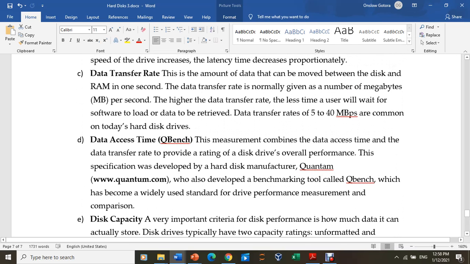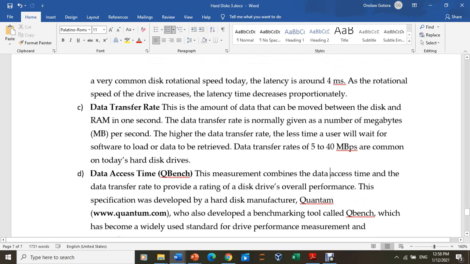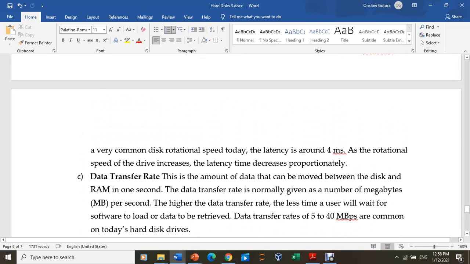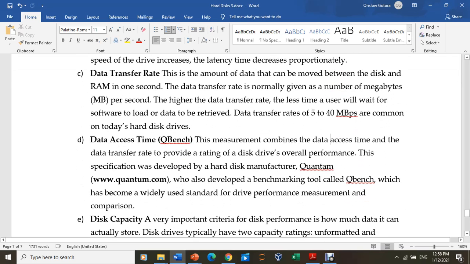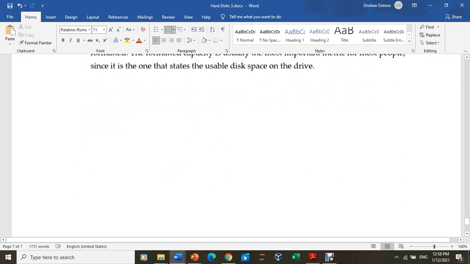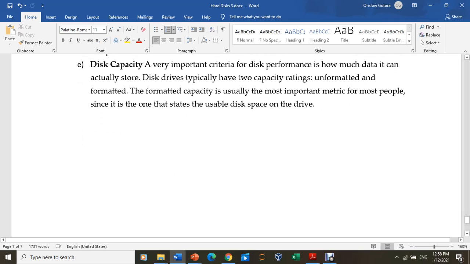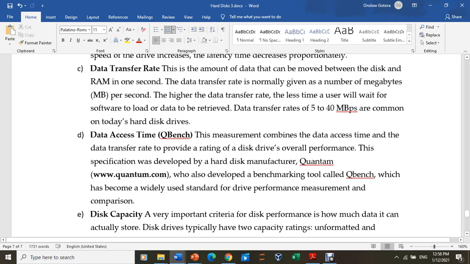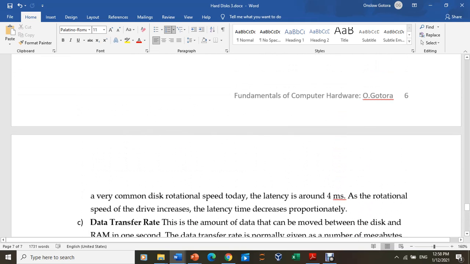Then there is also what you call data access time. That's the last one. It combines the data access time and the data transfer rate to provide a rating for the drive's overall performance. So basically, we have access time, seek time, disk capacity, data transfer rate, and also data access time. These are the hard disk drive performance measures that you were expected to write in your assignment. So you guys stay guided.